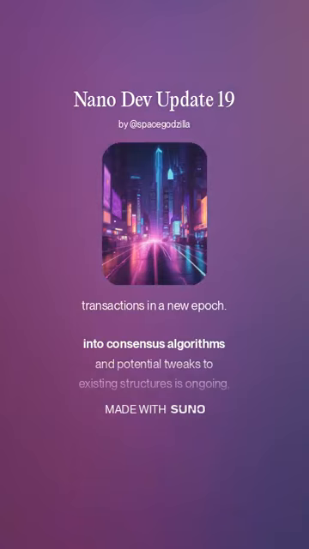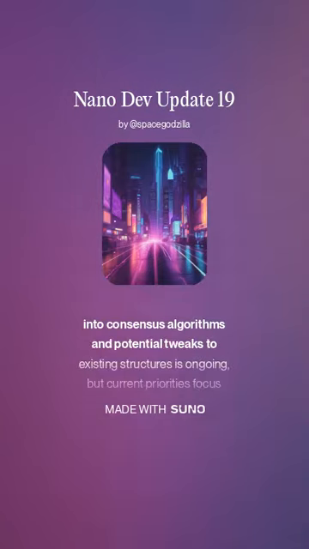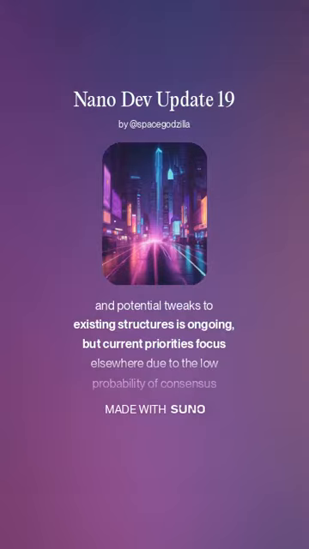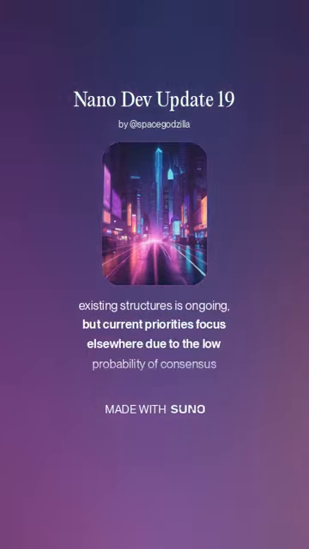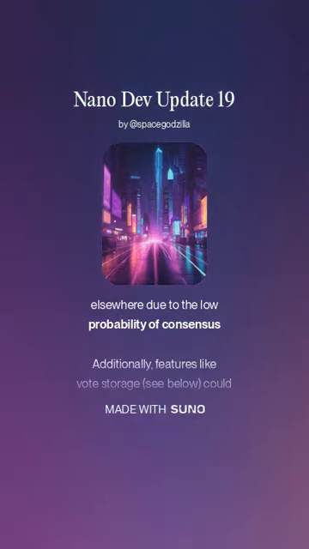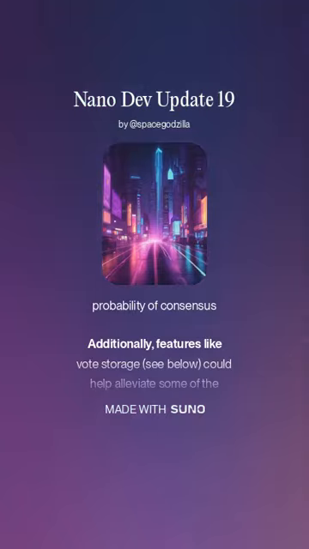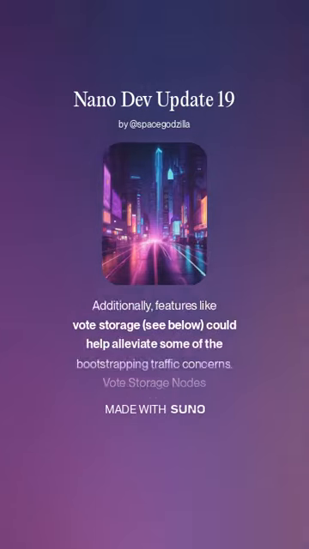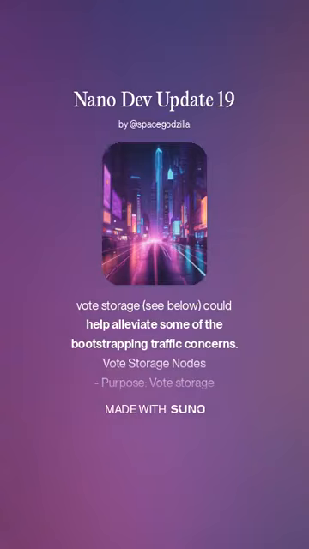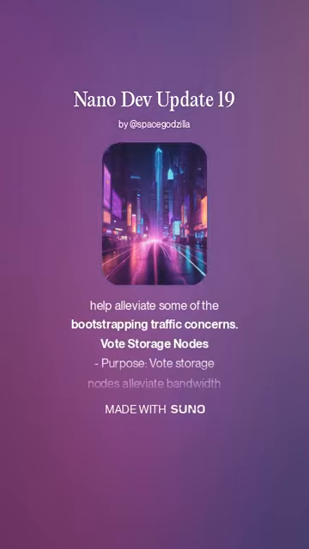After consideration, research into consensus algorithms and potential tweaks to existing structures is ongoing, with current priorities focused elsewhere due to the low probability of consensus stalls affecting non-malicious actors. Additionally, features like vote storage can help alleviate some of the bootstrapping traffic concerns.